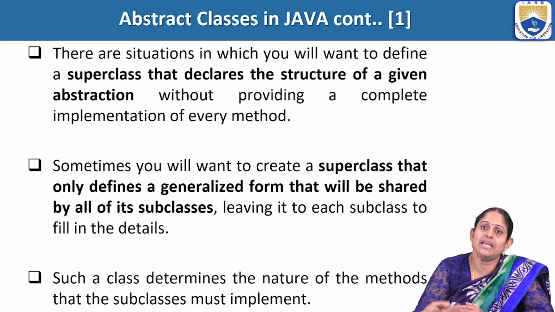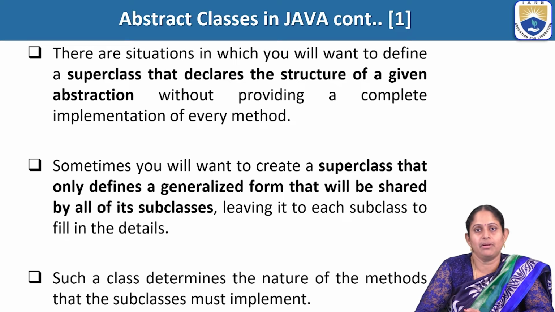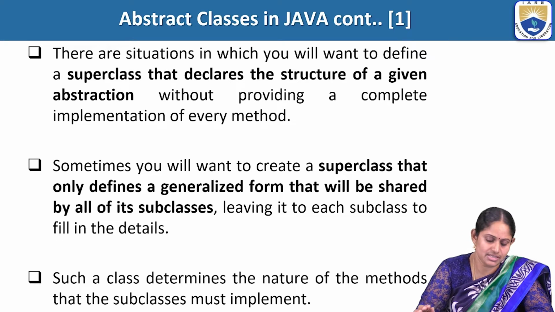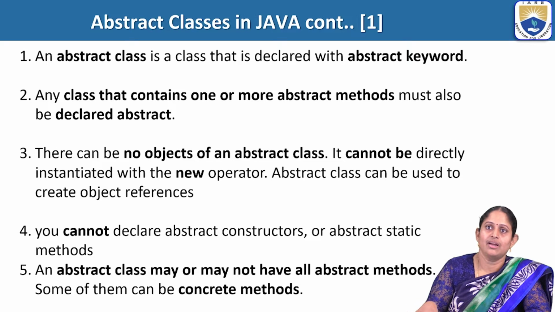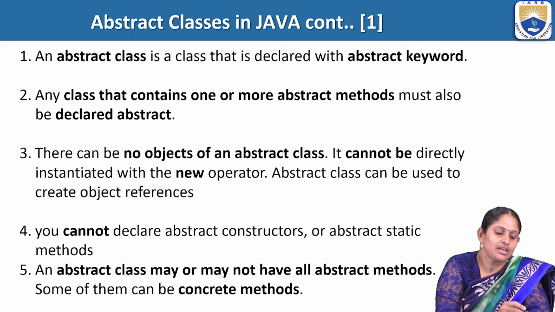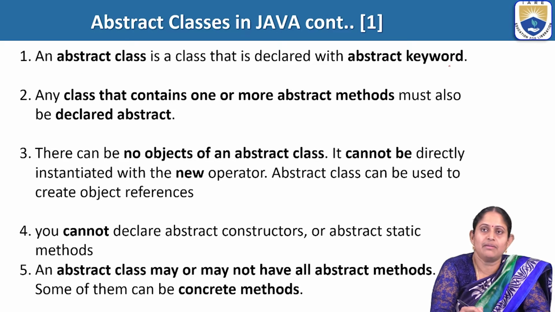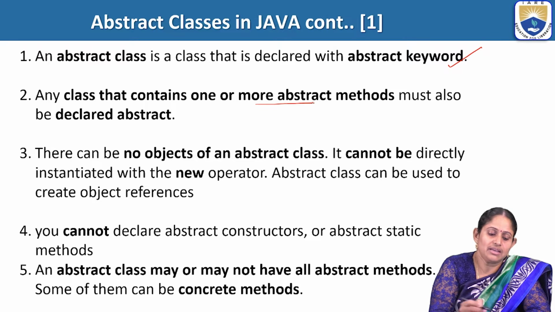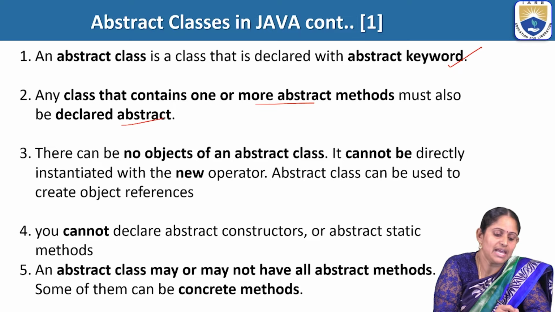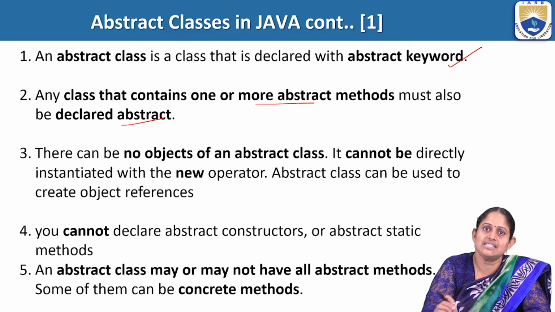These methods will be inherited by the child class, and the child class has to determine what type of implementation should be given to that particular abstract method. Whichever method is defined as abstract must be implemented in the child class. An abstract class can be declared by the use of the abstract keyword. Any class that contains one or more abstract methods must also be abstract. That means if any class contains at least one abstract method, then that class also should be declared as abstract.